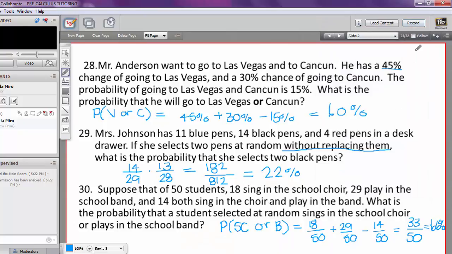And that finalizes, I believe, our area on probability. The next section will be on statistics.